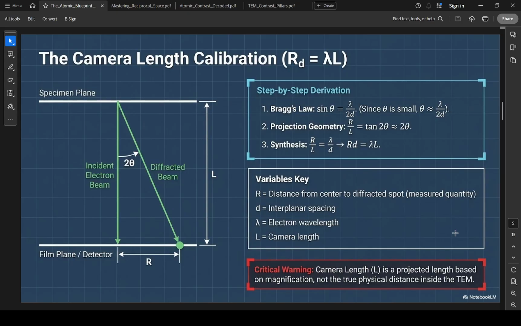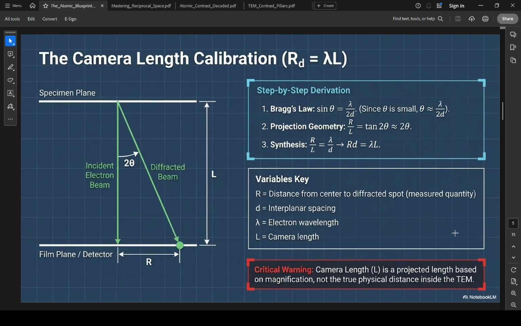If you take the projection geometry, you will get R by L, where R is your distance from the center to the spot on the screen, and L is your distance between the specimen plane and the detector. That equals tan 2 theta. Again, theta is very small, so we assume tan 2 theta equals 2 theta, and then we equate both of them. We get R by L equals lambda by d, which makes it Rd equals lambda L.